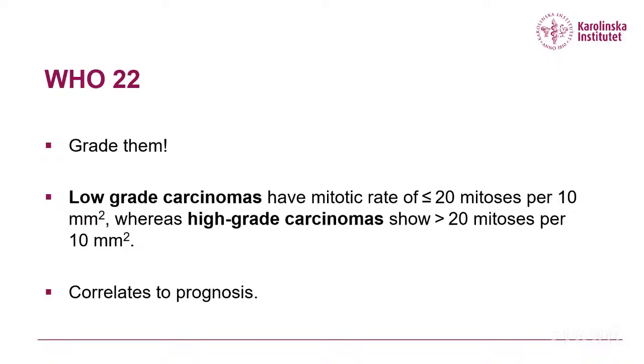When you have diagnosed a carcinoma, you need to grade this tumor. And you need to grade it by the mitotic rate because this has prognostic significance. We can see that low-grade carcinomas are less prone to metastasis and death by disease, whereas high-grade carcinomas have a much higher risk of death of disease. And this is purely based on how you count the mitoses. So it correlates fairly well to prognosis in this aspect.